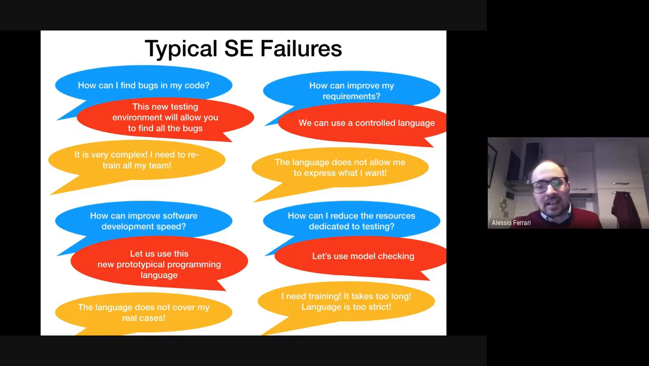And then for testing, let's use model checking. But then I try the model checker and I see, okay, but here I need a very good expert, an expert in model checking, and it takes a lot of time to learn this new tool, and the language that I have to use is too strict. So I have several problems that before I wanted to solve with a general solution and a general purpose solution, mostly based on a new tool or a new language, and that required most of the time to disrupt the existing software process in a company, to change it radically. So this was not the direction to go.